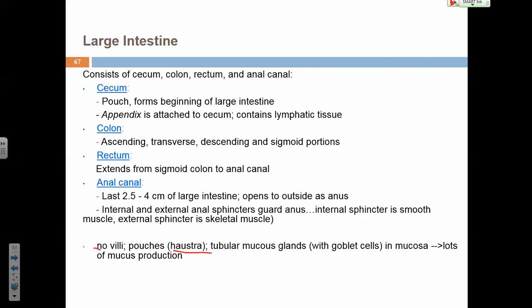This is significant. The mucosa has no villi, so it's smooth, like the stomach's mucosa is smooth. Okay. It has no villi. All right, but it is loaded with glands. They're called tubular mucus glands, and they have pretty much nothing but goblet cells in them. So guess what the secretion of the large intestine is? Mucus. It's just a bunch of mucus. Okay, and so that aids in protection of it, but also especially the movement of the feces now through the large intestine.